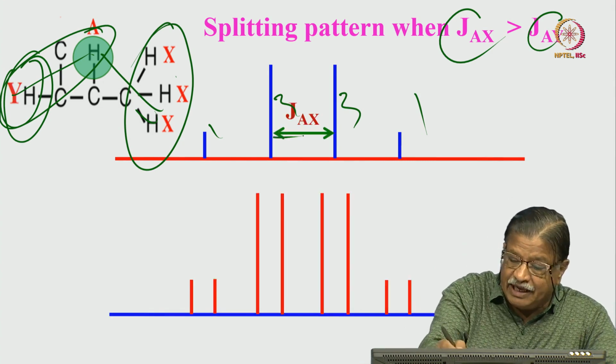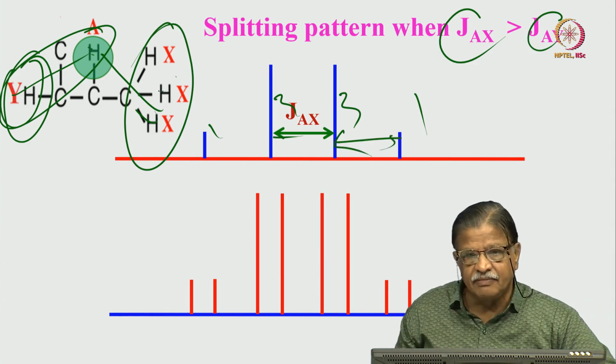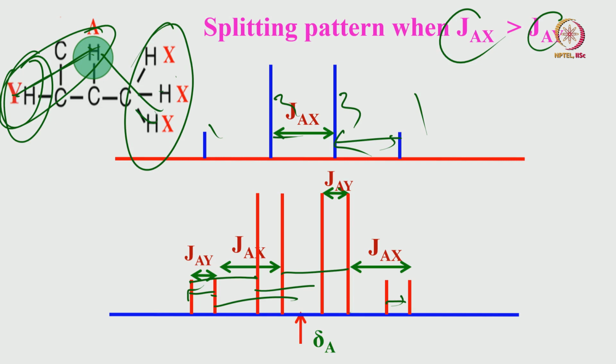And this separation, if you consider any adjacent lines, gives the coupling between A and X. And now in this case, the coupling between any 2 adjacent lines of the quartet gives rise to AY coupling, and from the center of this to this, or this to this, whatever you consider, that gives rise to AX coupling. So, this is how it is, and the center of this multiplicity corresponds to the chemical shift of A.